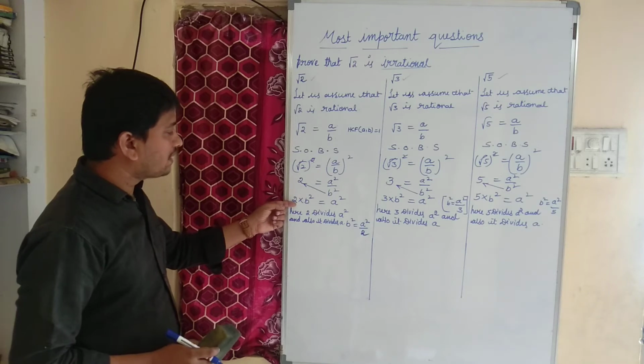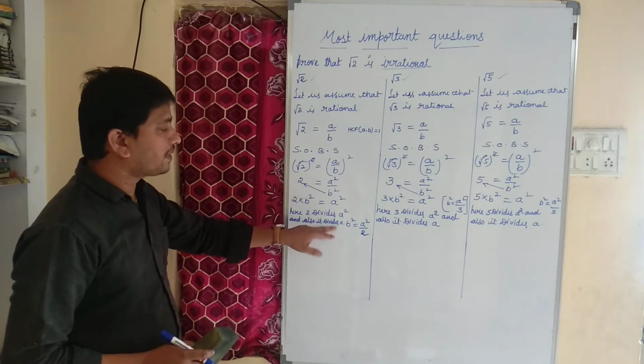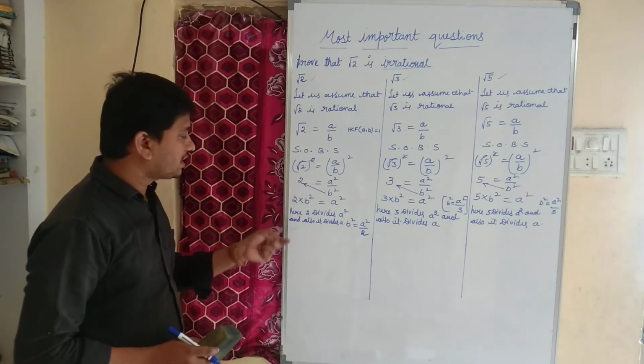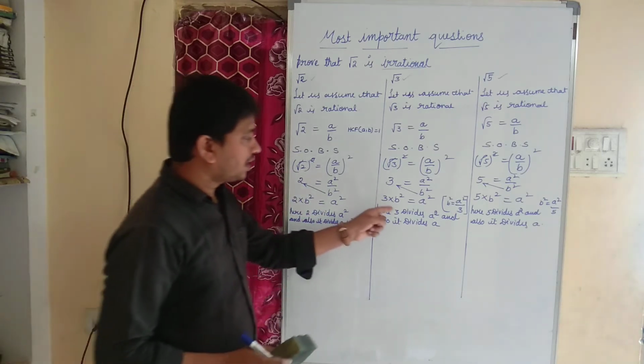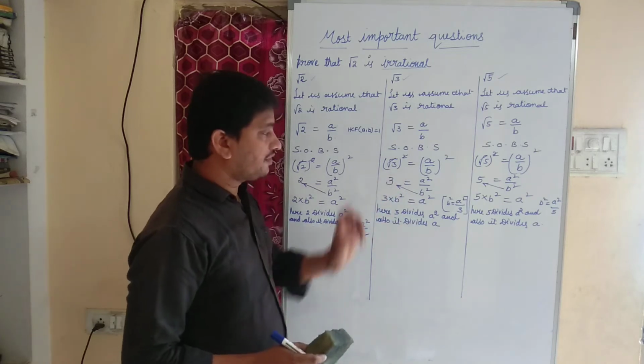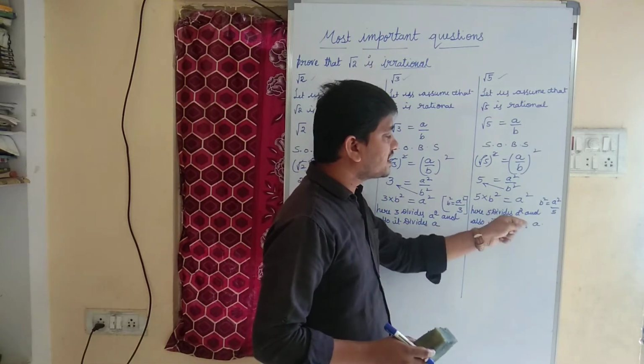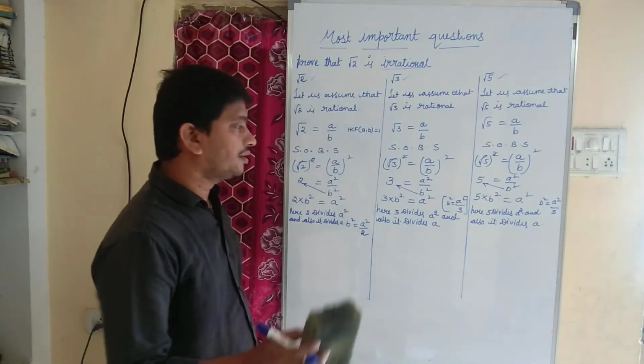Nothing. Here 2 is multiplied by b square. If you transpose, it will become a square by 2. Meaning of that statement is here 2 divides a square and also it divides a. Here 3 divides a square and also it divides a. Here 5 divides a square and also it divides a.